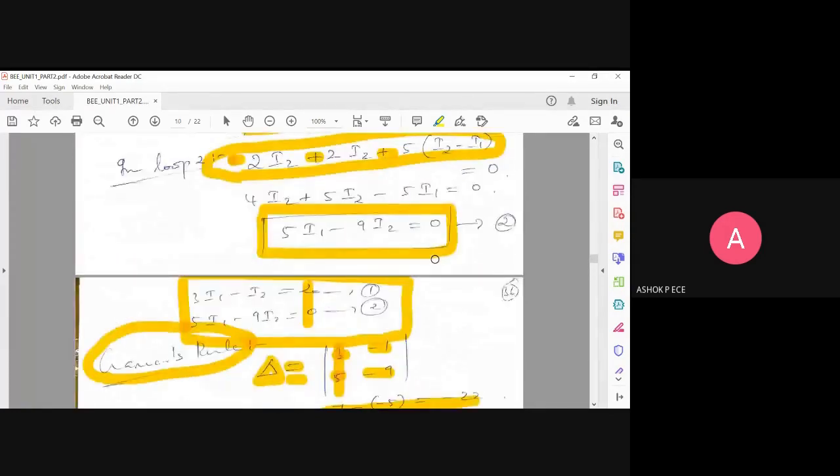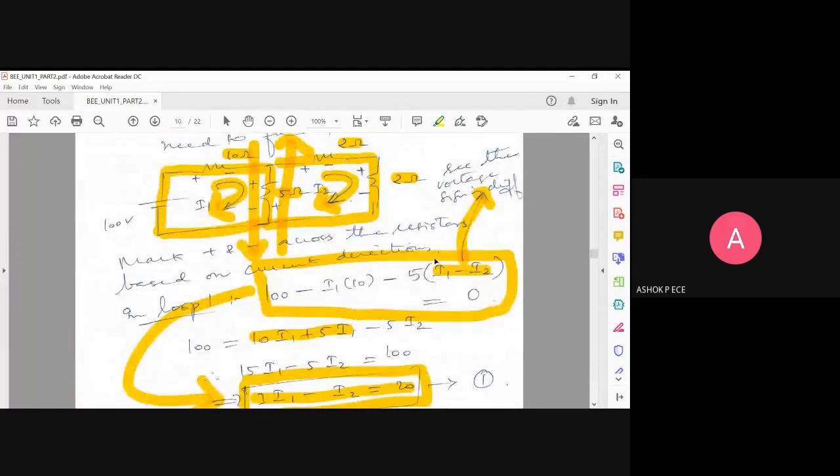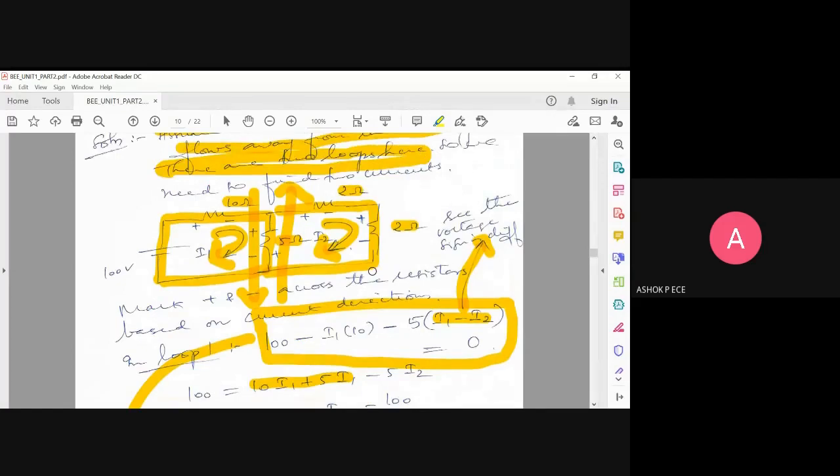And if they ask for power dissipated, you know the formula I square into R. You know the current across each resistor, so you can find the power dissipated by the formula I square into R, and the answer will be in watts. So anything can be asked in mesh analysis. They may ask the voltage across a resistor, current through a resistor, or power delivered across the resistor. You should know the formulas to apply appropriately and get your answers.